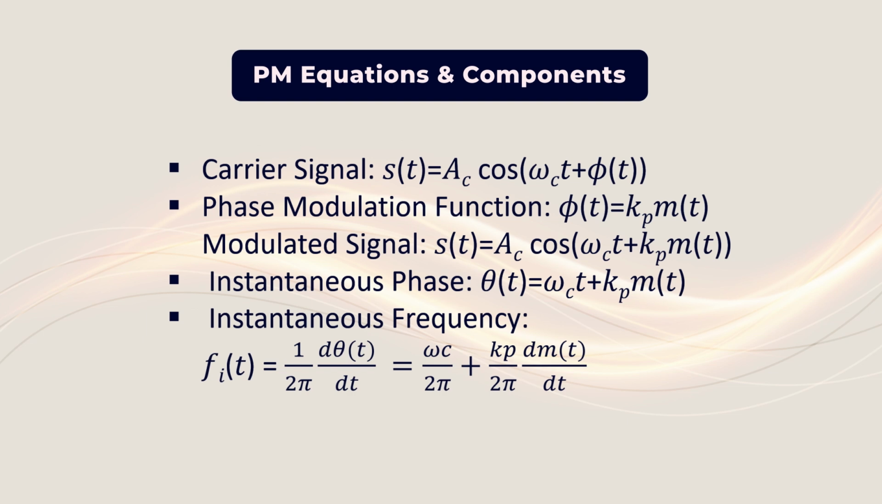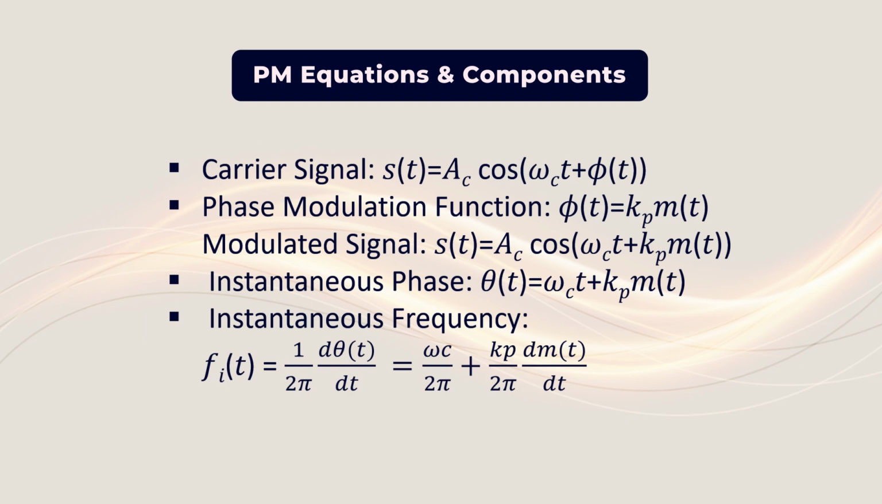The phase modulation function φ(t) is directly influenced by the input or message signal m(t). The general form of the phase modulation function is φ(t) = K_p m(t), where K_p is the phase sensitivity constant determining how much the phase of the carrier signal varies in response to changes in the message signal. m(t) is the message signal or the modulating signal.